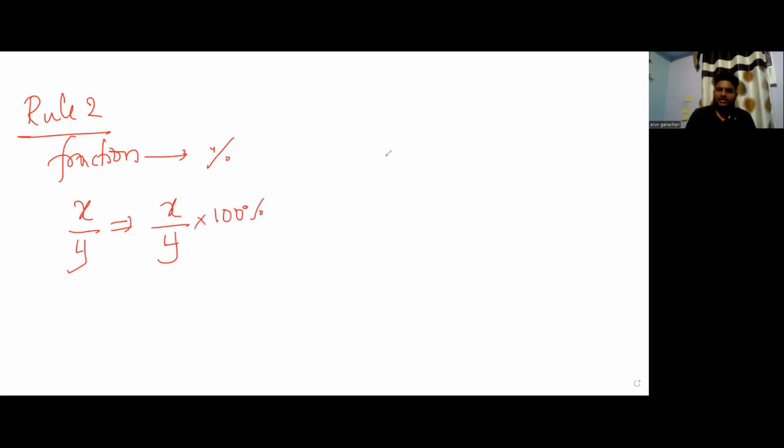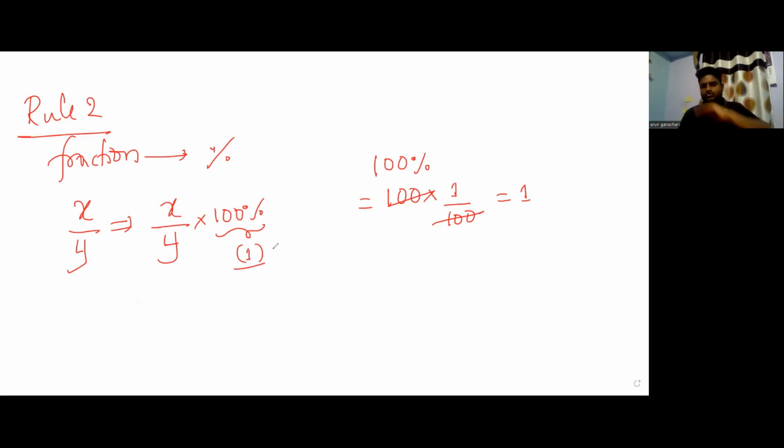When we are multiplying by 100%, what is effectively happening here? Percentage itself means 1 by 100, so 100 and 100 will get cancelled. We are left with 1. So I'm not changing anything here because I'm just multiplying it by 1. Getting this? So when we have a fraction and we are supposed to convert it to a percentage, we'll just multiply it by 100%. Let us say I have 1 by 2.